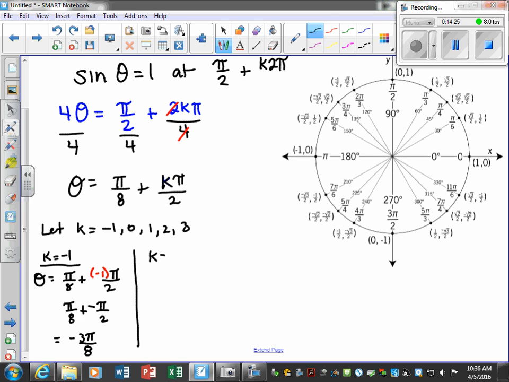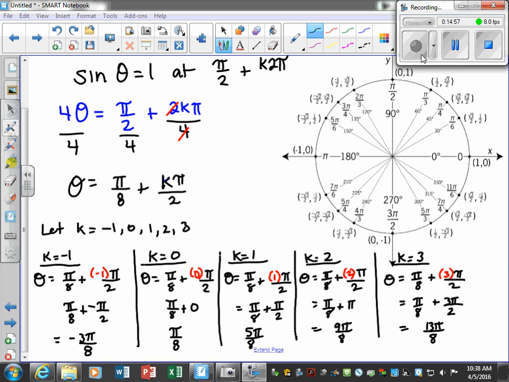Let's do the same thing for k equals 0. So basically we plug the value for k equals 0 into this. So theta is equal to pi eighths plus, this time, 0 times pi over 2. This one's a pretty easy one, right? So what does this just become? 0. So pi eighths plus 0 is just going to be pi eighths. I want you to do the rest.